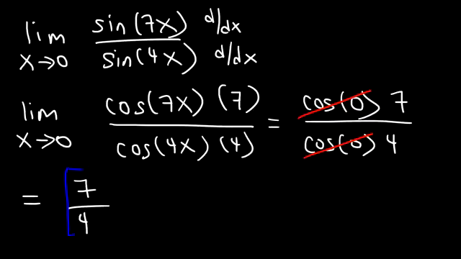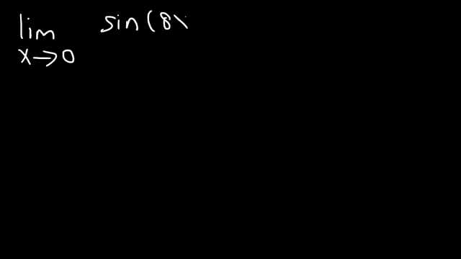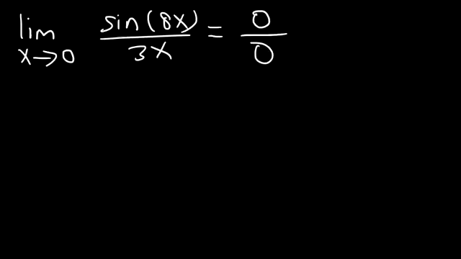So that's it. So that's how you can use L'Hopital's rule to evaluate limits. Here's another example. Let's try the limit as x approaches 0, sine 8x divided by 3x. So if we use direct substitution, this is going to be 0 divided by 0. So let's not do that. So let's find the derivative of the top and the bottom separately.